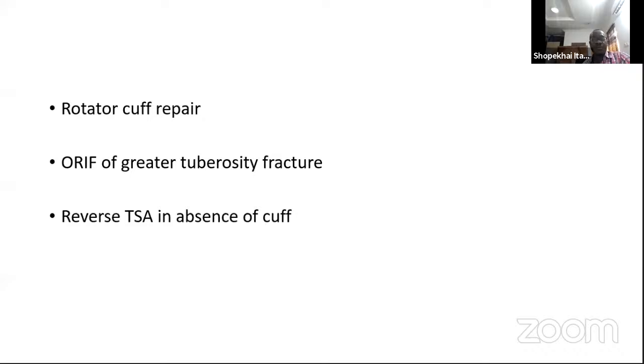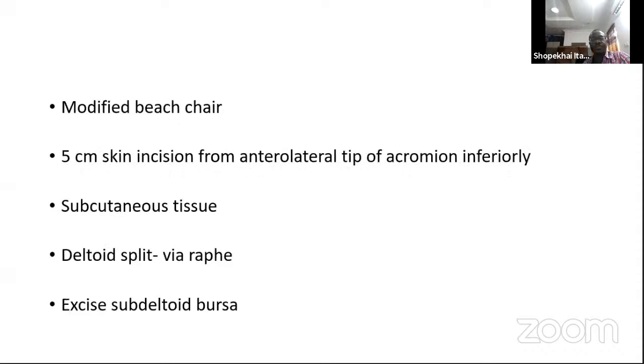It's indicated for cuff repair, particularly the supraspinatus when you're doing the mini open. For the greater tuberosity fractures, as well as maybe simple two-part proximal humeral fractures. More extensive fractures should be dealt with the deltopectoral approach. And in the absence of superior cuff muscles, a reverse TSA can be done in this approach. Again, also, you'd use a modified beach chair position.